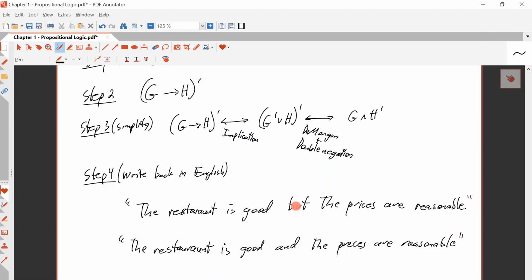They're the same thing, although but is maybe a little bit more appropriate here. It's conjunction, but it expresses some kind of unexpected contrast, right? It's a good restaurant, but it's not expensive, right? So you can either write it like this or write it like this. The restaurant is good, but the prices are reasonable. The restaurant is good and the prices are reasonable. Either one is correct. All right, let's try another one.